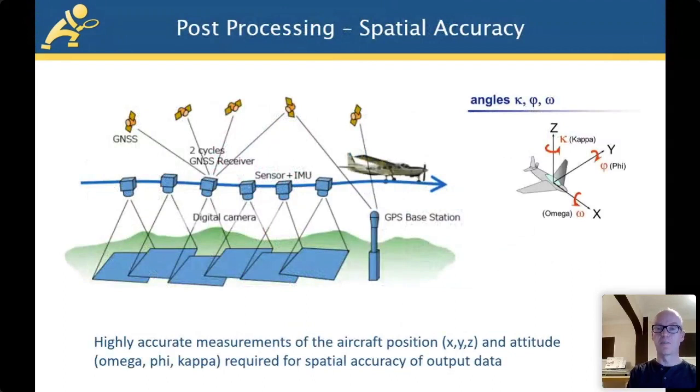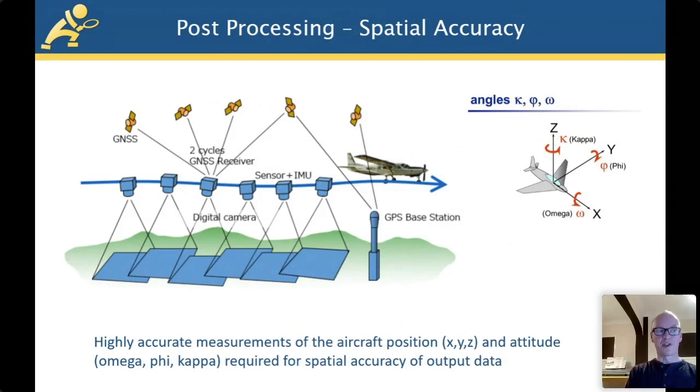So cloud checking is pretty straightforward. I haven't got a slide on that. And that's typically done by the flight operations team in preparation for their next survey. They mark down what needs to be flown and then adjust their flight plans and refly it.